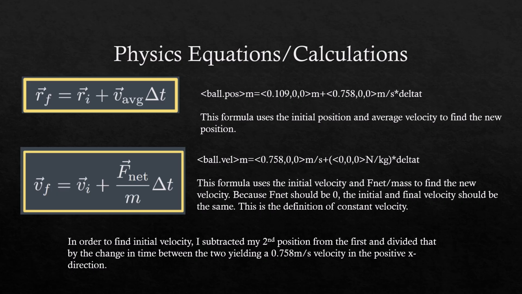Using this, I calculated the position update formula, which is R final equals R initial plus V average times delta t. For this, V average should just be V final, because V final plus V initial divided by 2 is just going to be V final.